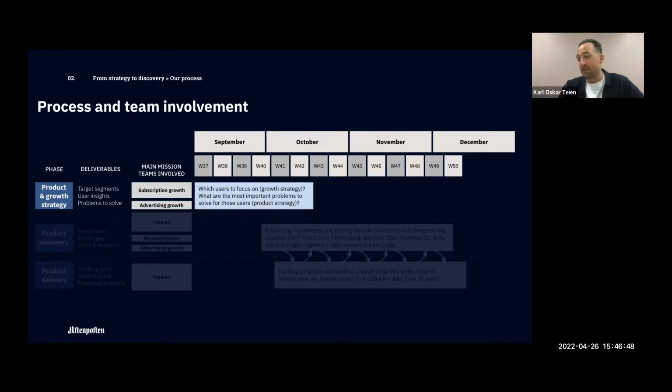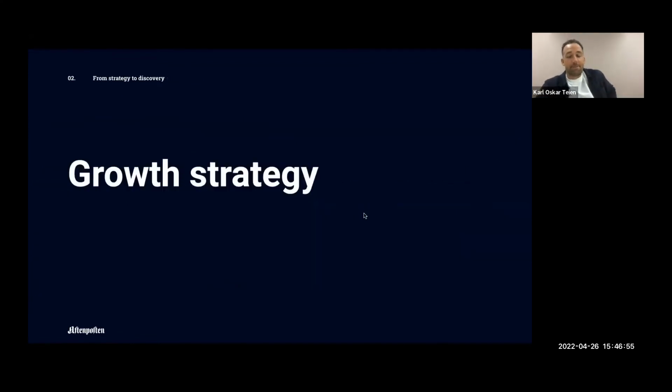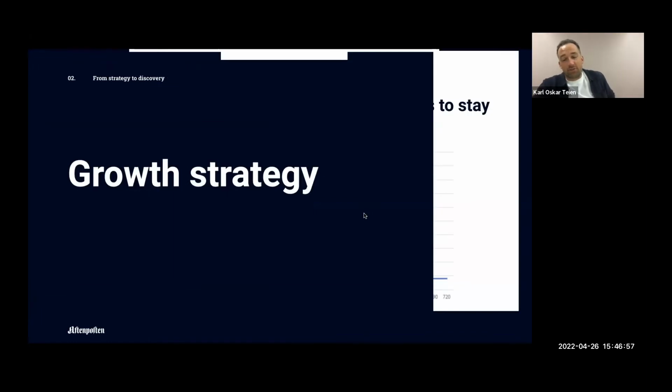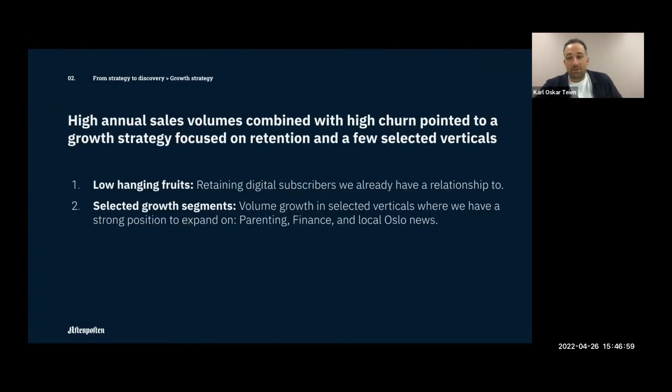And what are the biggest problems that we should focus on when we try to serve those users in a better way. Now, growth strategy is really about that first part of the question. We defined our target audience as the digital subscribers that we already have a relationship to. And the reason why we say that is because we know that we are selling subscriptions to people that just cancel their subscription right afterwards.